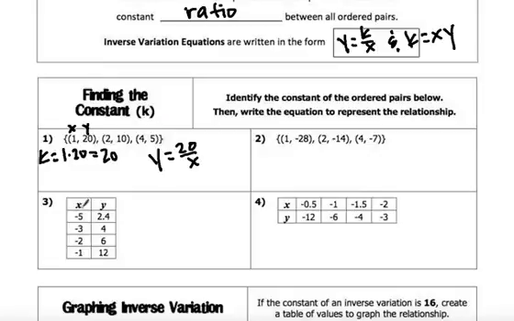On number 3, I have an xy table. I know that each of the rows is going to represent 1 point. And so, to find out my k, I just choose one of the rows to use for x and y. I'm going to go with negative 1 times 12. So I know negative 1 is my x, 12 is my y, and since I use k equals xy, I just do negative 1 times 12. Negative 1 times 12 gives me negative 12. So since I know my k, now I can use y equals negative 12 over x and get my inverse variation equation. You try number 4.